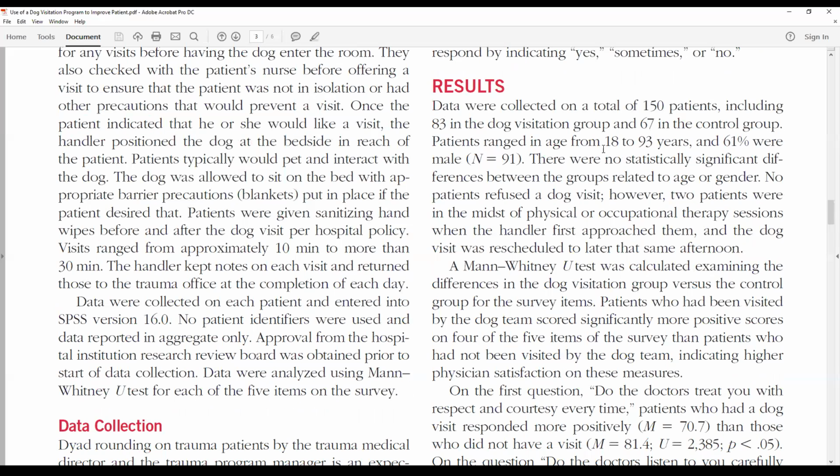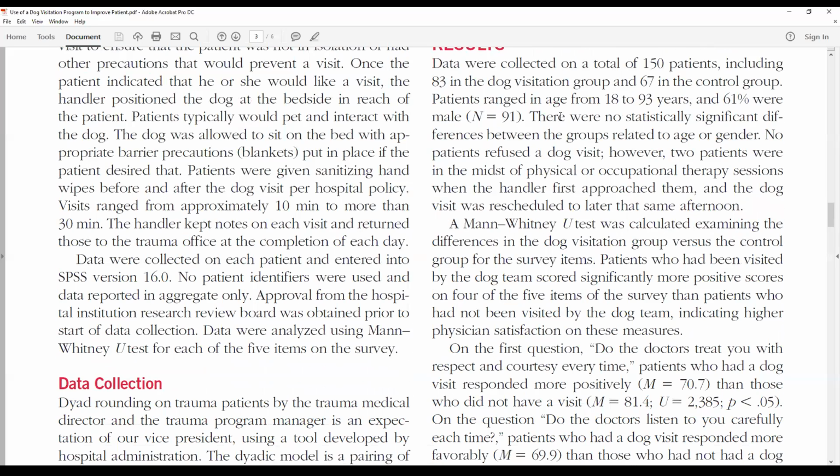Then they tell you the makeup, 18 to 93 years old, and then 61% were male. Here they say no statistically significant difference between the groups related to age and gender. So again, statistically significant, very specific, meaning that we would want to look up and research when we got to this point in the article.